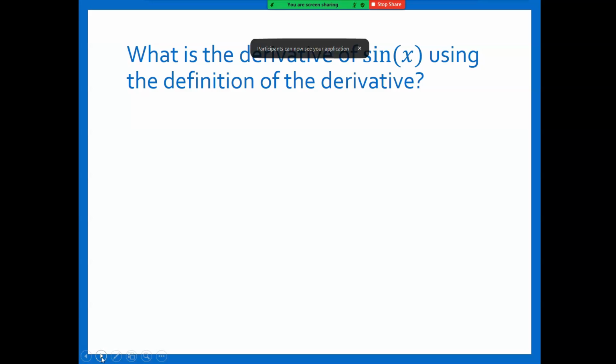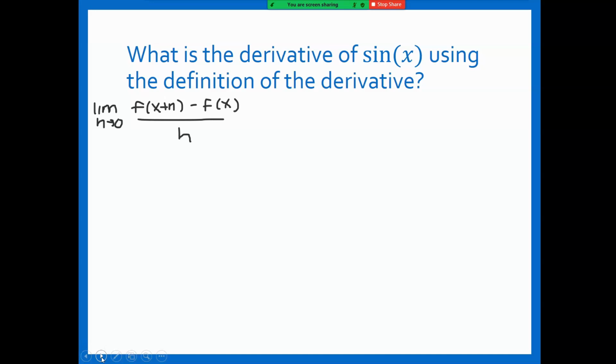So, what is the derivative of sine x using the definition of the derivative? So the definition of the derivative is the limit as h approaches zero of f of x plus h minus f of x all over h. That is the formal definition of the derivative. This is the one we use when we are not approaching a point.